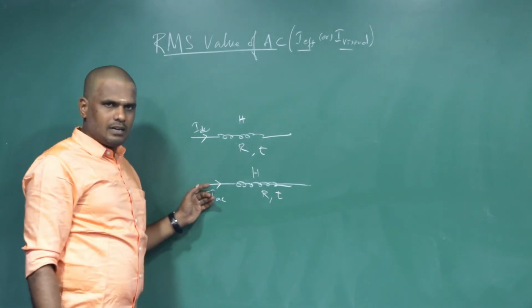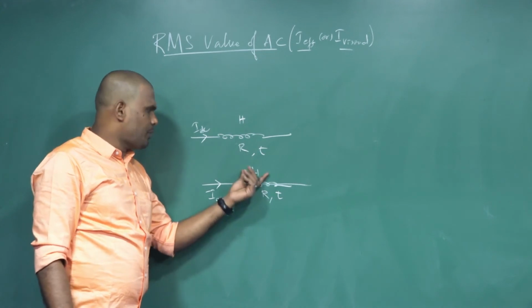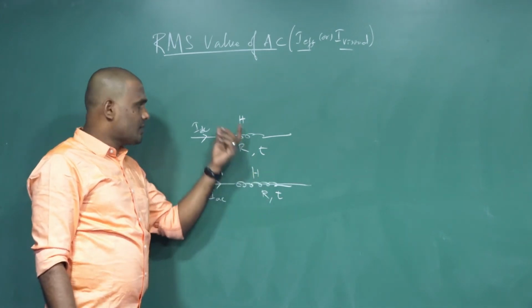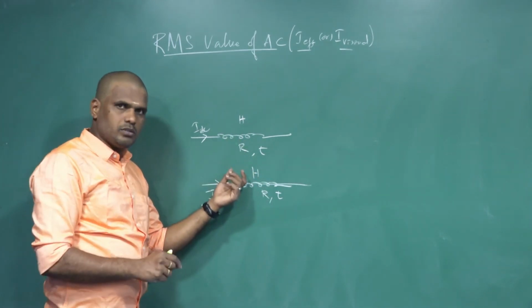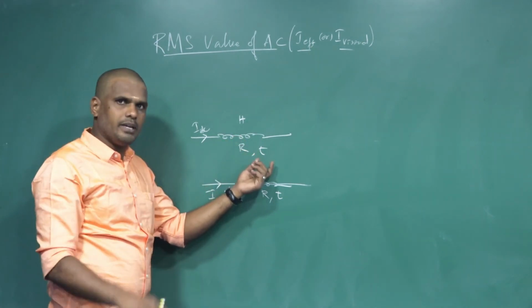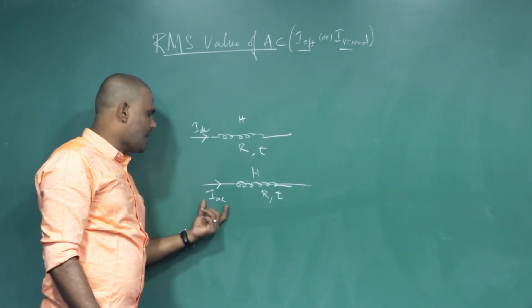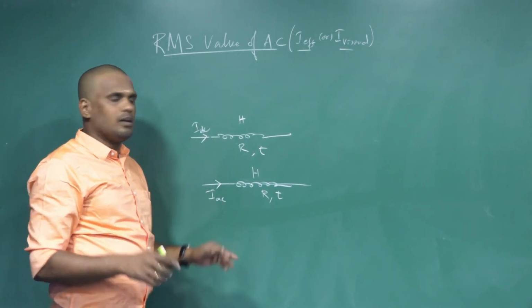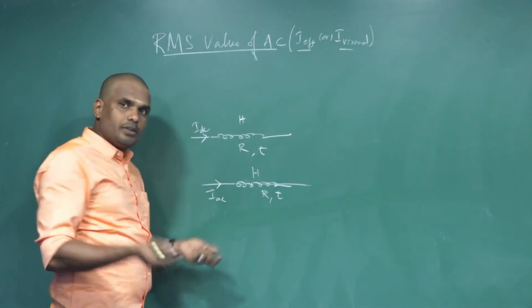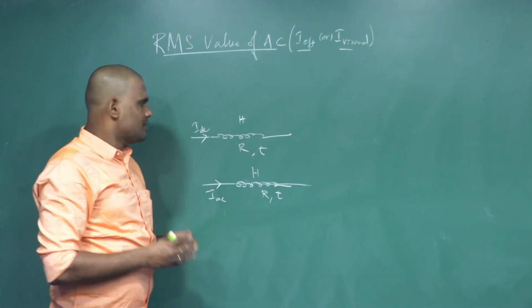I am passing an alternating current through a given resistor R for a time interval t. It produces a certain amount of heat. If the same amount of heat is produced across the same resistor R for the same time t by a direct current, then this direct current and this alternating current are equal. When you compare these two currents, you can obtain the RMS value of alternating current. That is how it has to be defined.